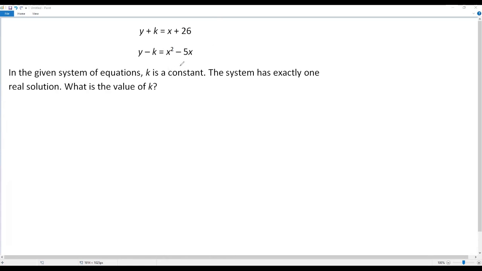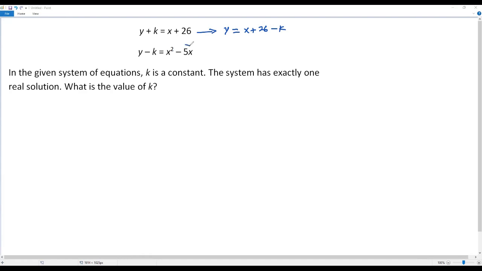Okay, in our first step, what we can do is solve for y in each of the given two equations. To solve for y in the first equation, we have to get rid of this positive k. For that, we subtract k from both sides of this equation. Then I'm getting y = x + 26 - k.